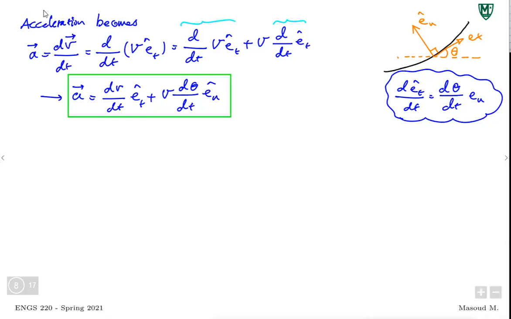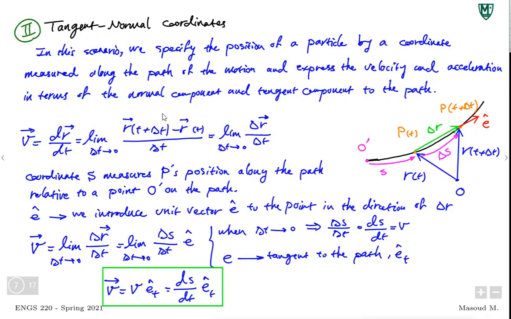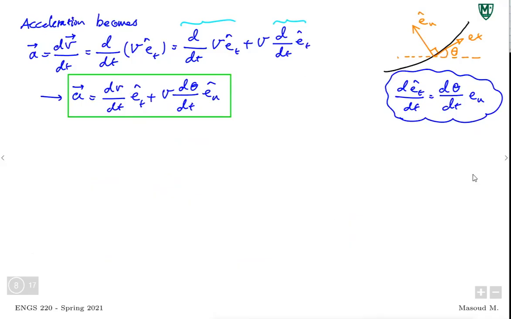Now in this new coordinate system, the velocity is ds/dt et. Wherever the particle is on the path, the change in its position in the tangent direction with respect to time gives you velocity. Acceleration has two components. The tangent component is the derivative of velocity with respect to time. The normal component is the derivative with respect to time of theta, the angle the path makes with the horizon, times v.